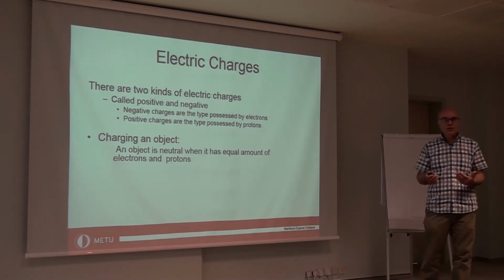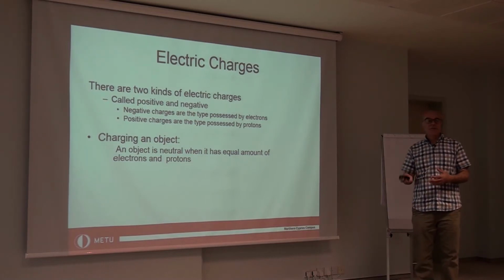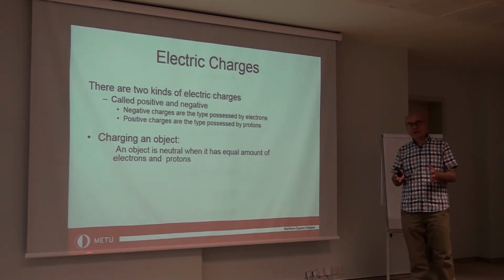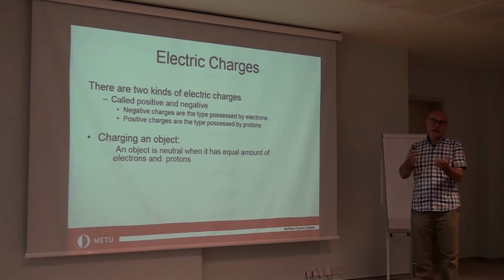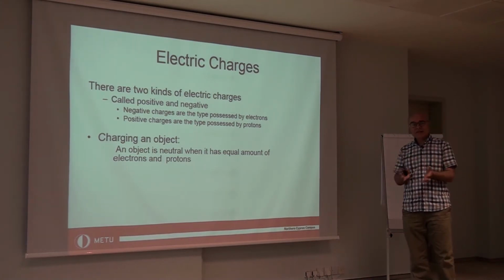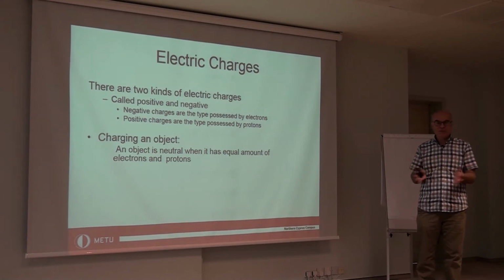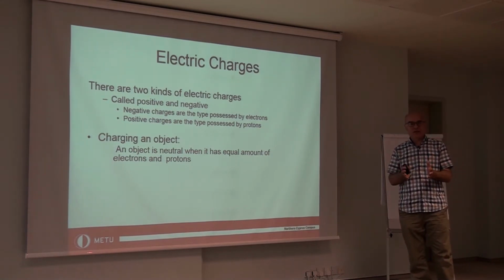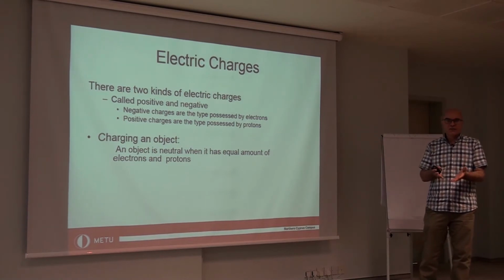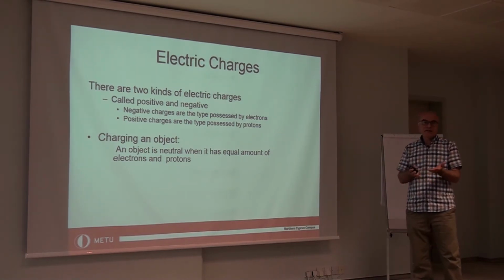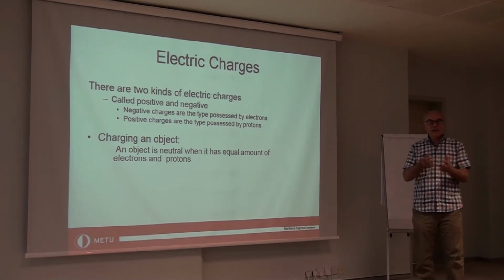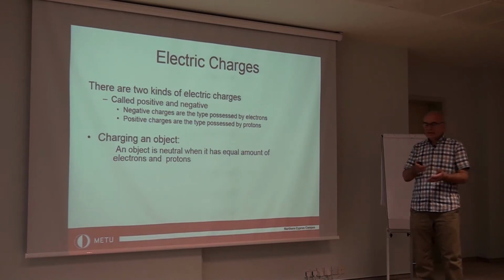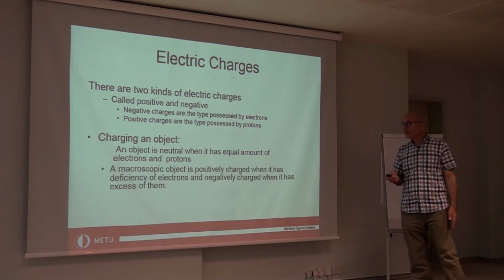And as you know, a neutral object is an object which has the same amount of electrons and protons. That is, it has the same amount of these tiny constituents of matter, the electrons and the protons. So if an object has equal amounts of these, then that object is neutral, it's uncharged. So how do we charge this object? Well, the idea is just to break this balance between the electrons and the protons, or between the negative charge and the positive charge. And how do we do this?